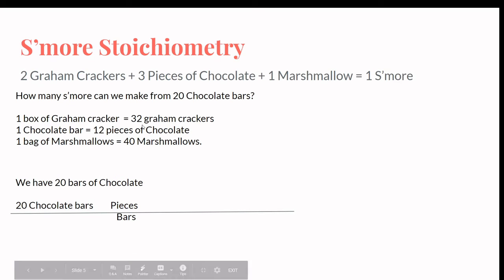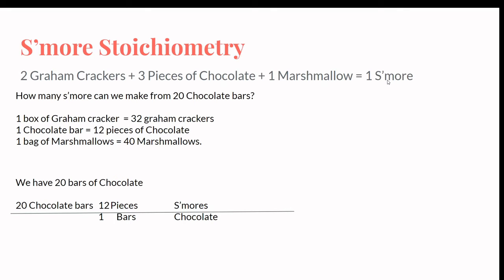So, we have pieces of chocolate, and we have bars of chocolate. 1 goes with bar, and 12 goes with pieces of chocolate. Okay? So that'll tell us how many pieces of chocolate we have. Now wait. We're not looking for pieces of chocolate. We're looking for s'mores. Okay? So once we're in the correct unit from our equation here, or once we get to moles, then we can compare chocolate to s'mores. Okay?